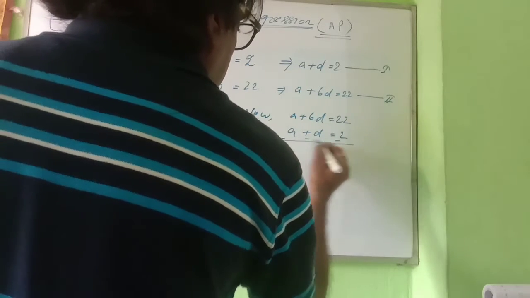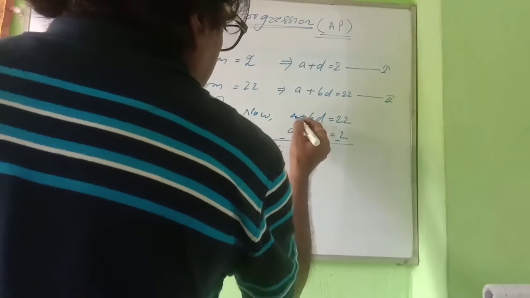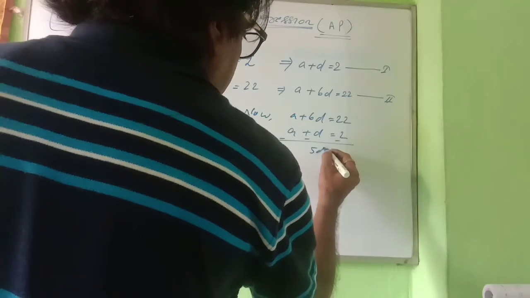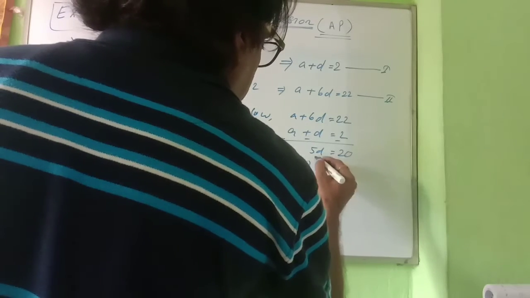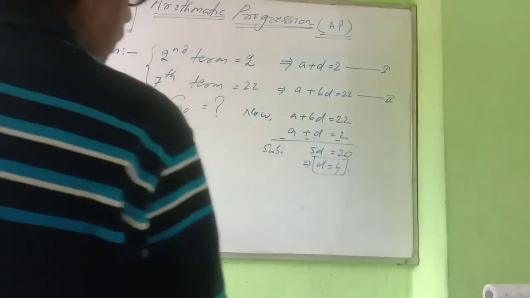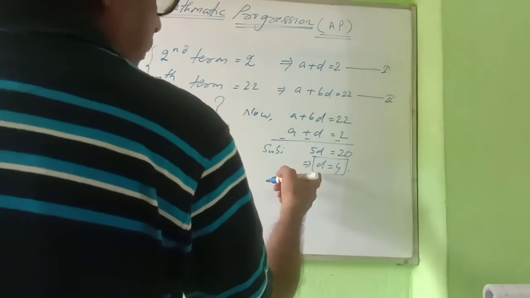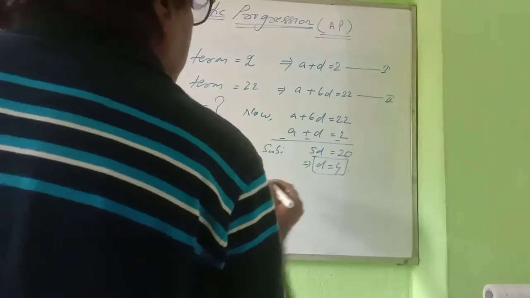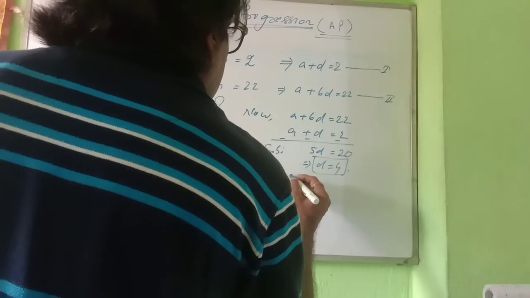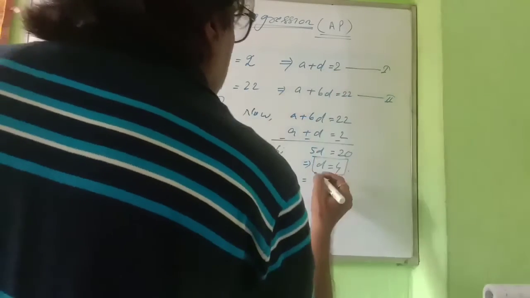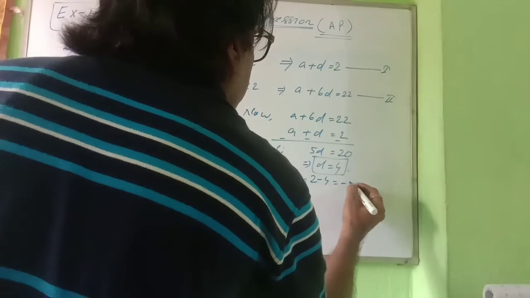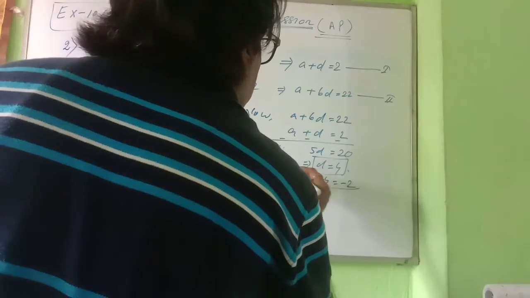Subtracting, what will we get? a cancels. This is 5d is equal to 20. Then d will be how much? d equals 4. After finding the value of d, putting it in equation 1, what will be the value of a? d is 4, so a plus 4 equals 2, that means 2 minus 4. How much are you getting? Minus 2. The value of a you are also getting.